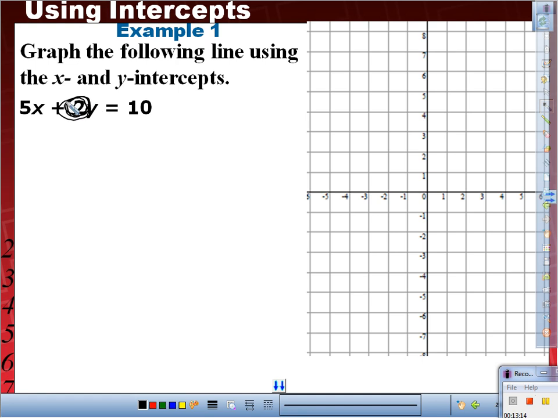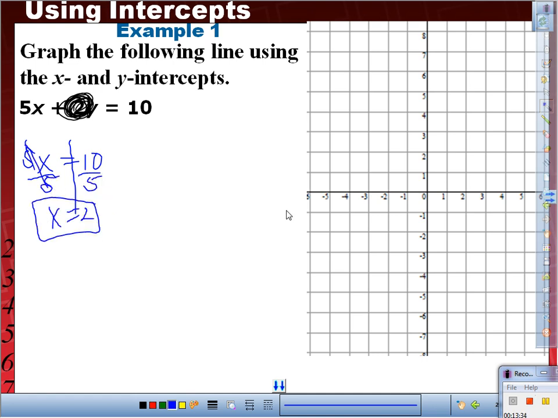So you're covering up the y value, is that correct? So what is the only thing you see if you cover up the y value? What's left? 5x equals 10. So watch. Now look up to the screen. Do I know how to solve this equation? Yes. Divide by 5. That leaves me with x equals 2. Well, guess what? This is my x-intercept.